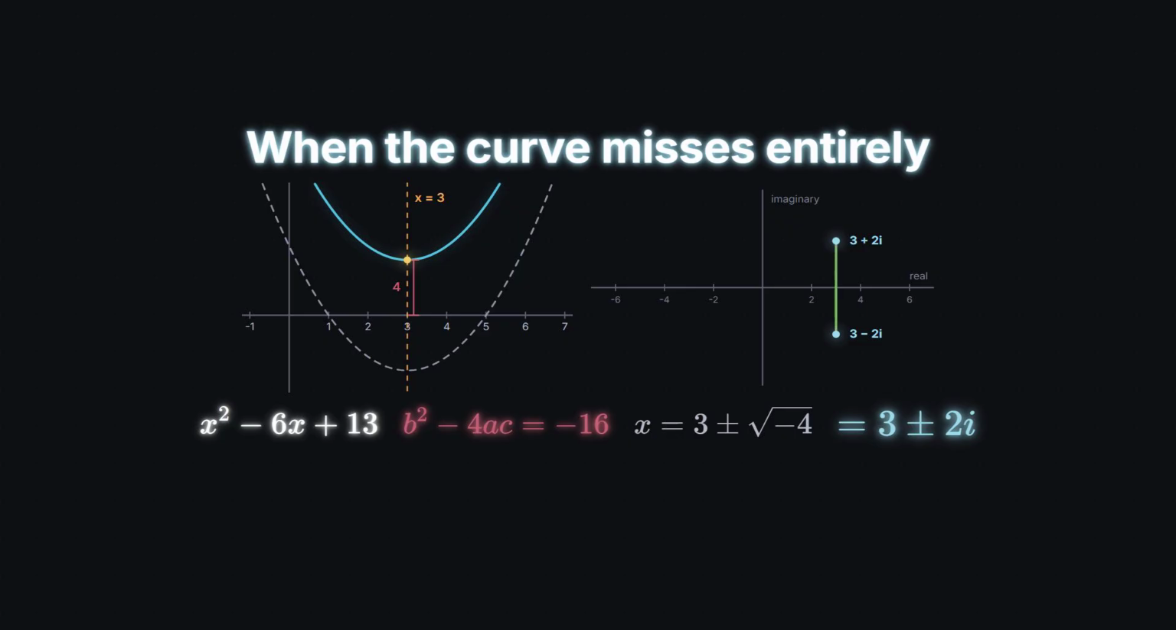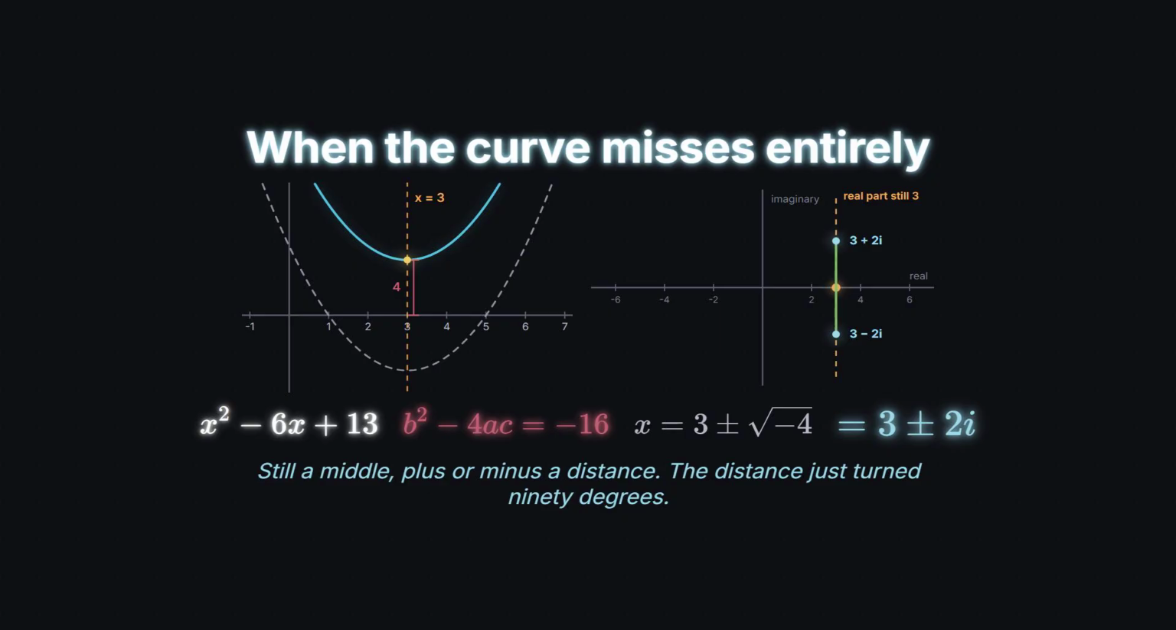The roots did not disappear. Still a middle plus or minus a distance, still symmetric about 3. The distance just turned 90 degrees, and points off the number line instead of along it.